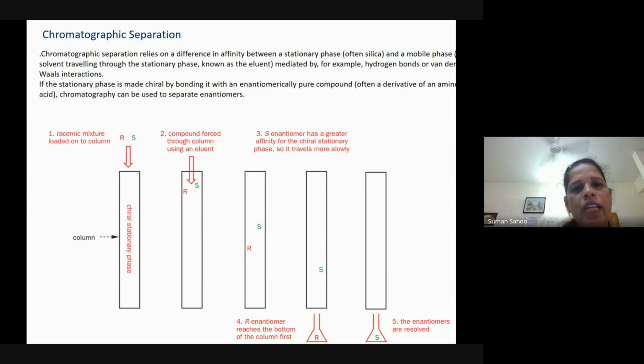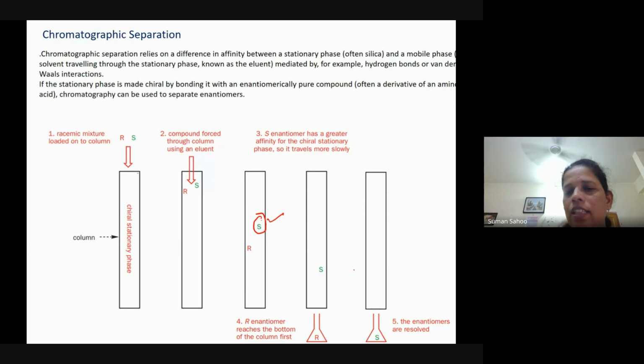Whichever has more affinity will travel slowly, and whichever has less affinity will pass through fast. The stationary phase has to be a chiral stationary phase. We load the racemic mixture on the column, and suppose this chiral stationary phase has more affinity for your enantiomer S. Then that will move slowly, and the R enantiomer will move fast. So the R enantiomer reaches the bottom of the column first.